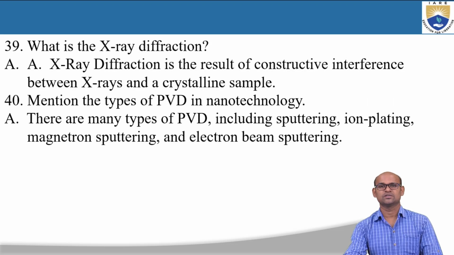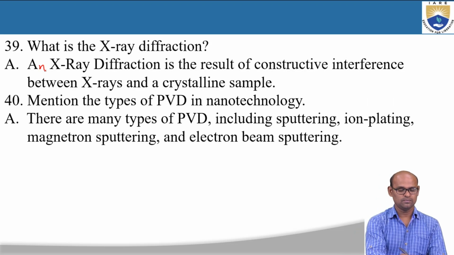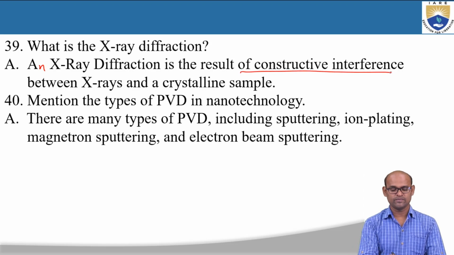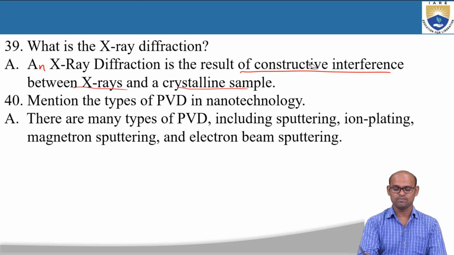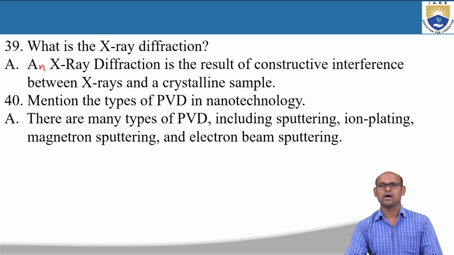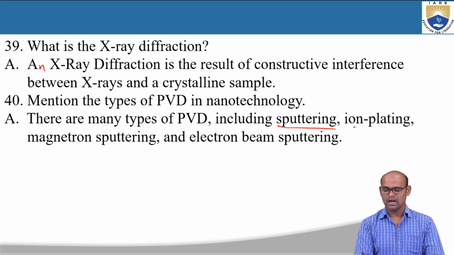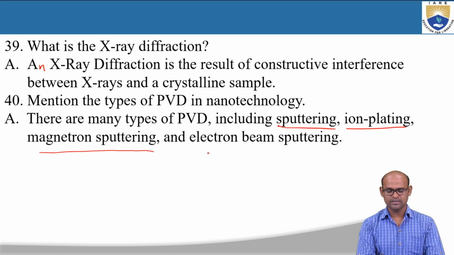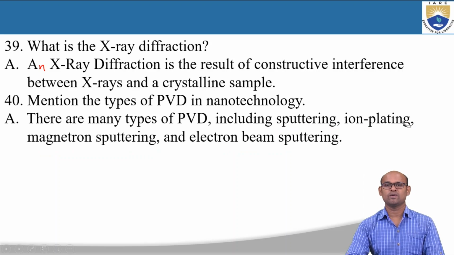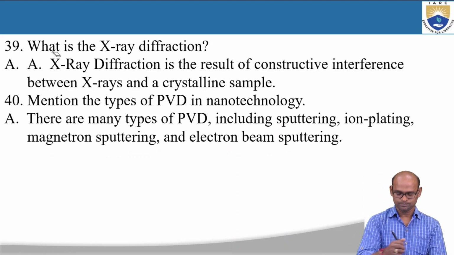What is X-ray diffraction? X-ray diffraction is the result of constructive interference between X-rays and a crystalline sample. Right? So, because of the constructive interference between X-rays and the crystalline sample, we get this diffraction pattern. Mention the types of PVD in nanotechnology. There are various physical vapor deposition techniques available, including sputtering, ion plating, magnetron sputtering, and electron beam sputtering. So, these are some of the available approaches in physical vapor deposition technique in nanotechnology.